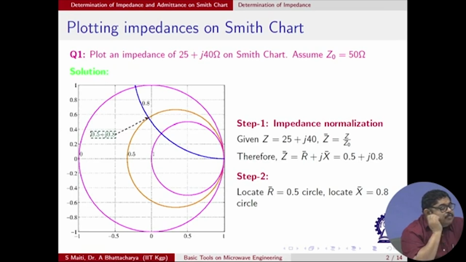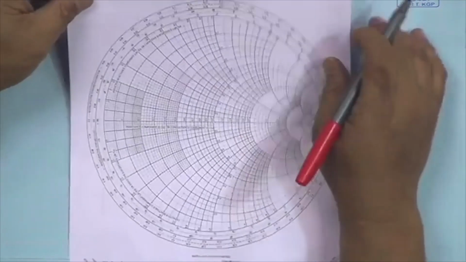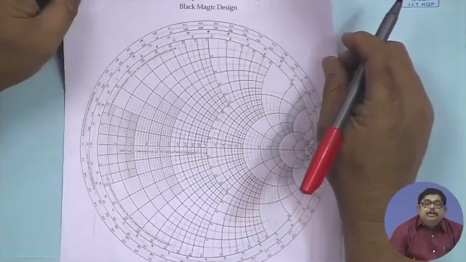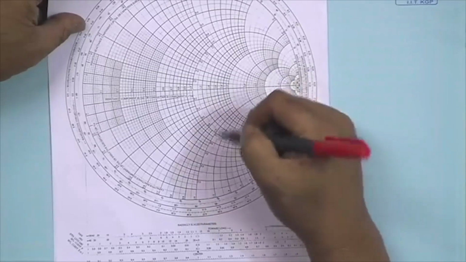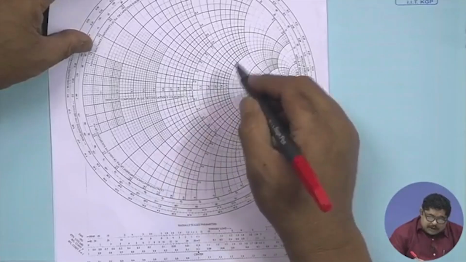Then you need to locate the R bar equal to 0.5 circle. In the uploaded Smith chart you can do this. There is software freely available on the internet called Black Magic Design, which you can download. Also we have kept sample copies of these in the extra material portion of this course. Along the real axis, the values of the constant resistance circles are given.